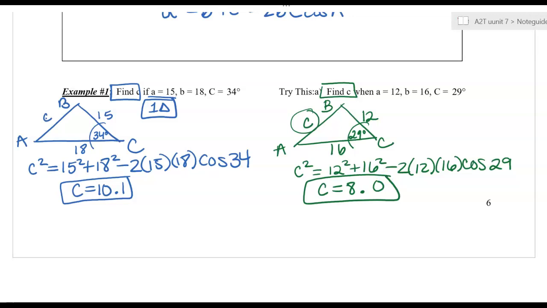Which again makes sense because C is kind of small compared to the other two sides, but it is across from a small angle. Okay. And then what we did after this is we tried to take this idea into solving triangles. So that's what we'll do next.